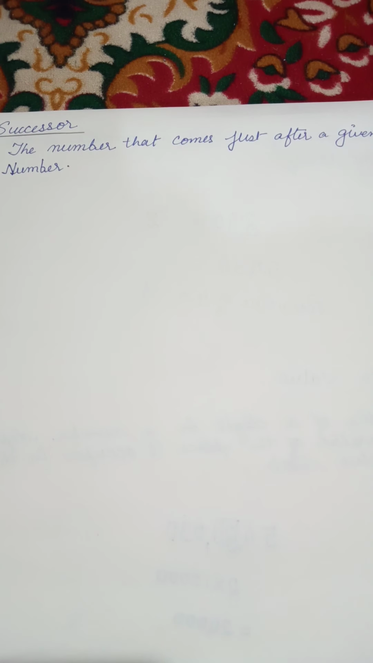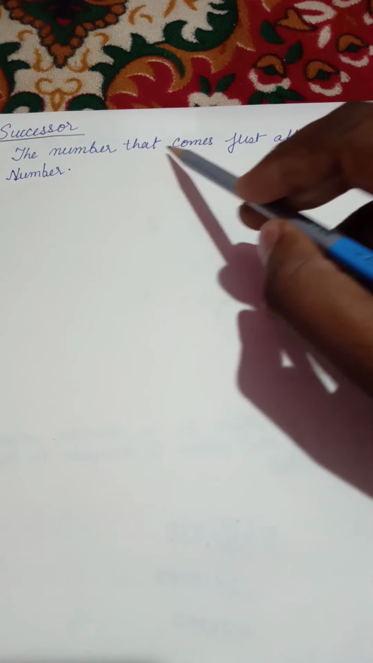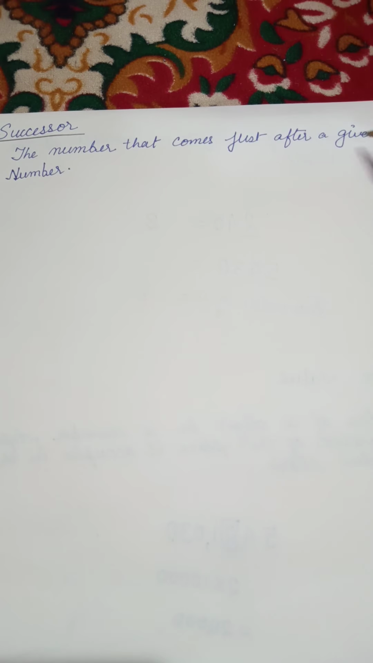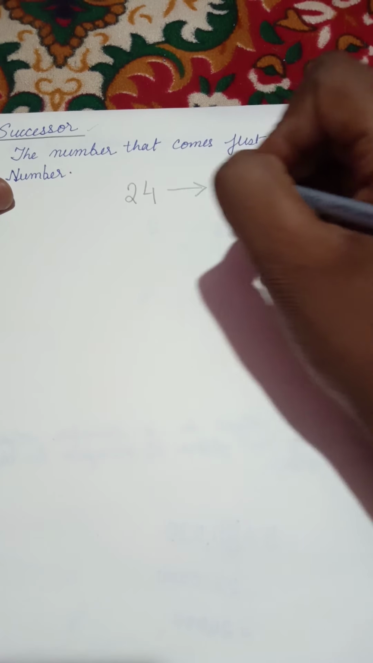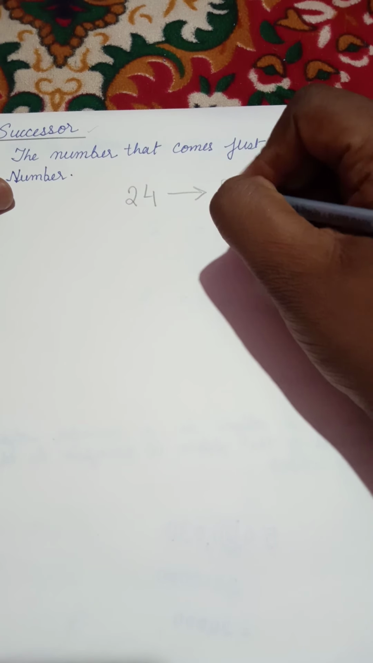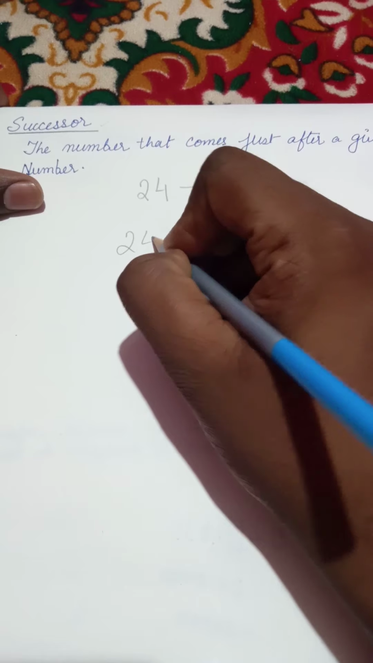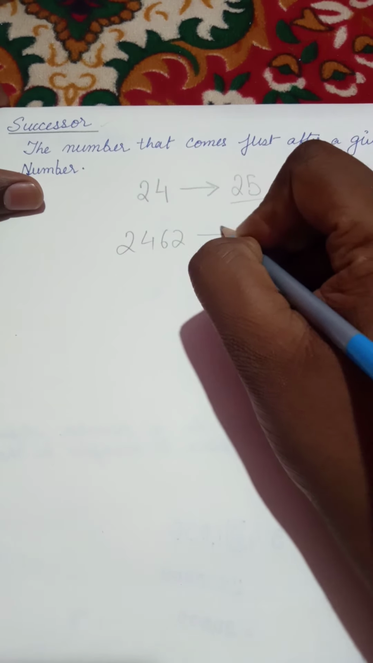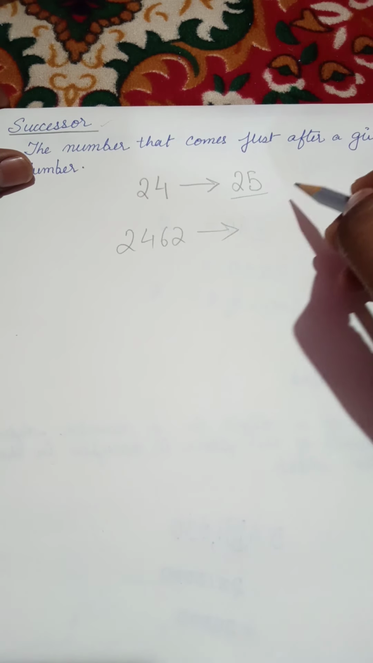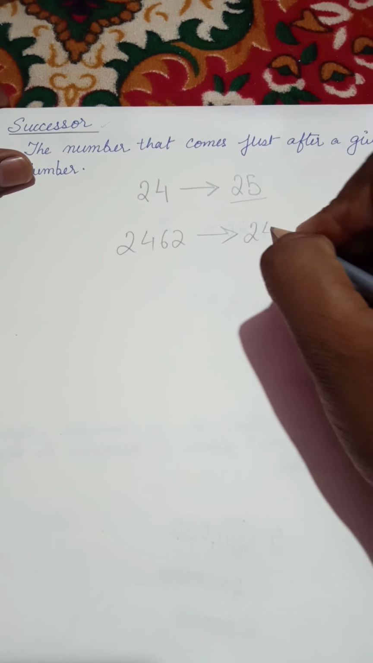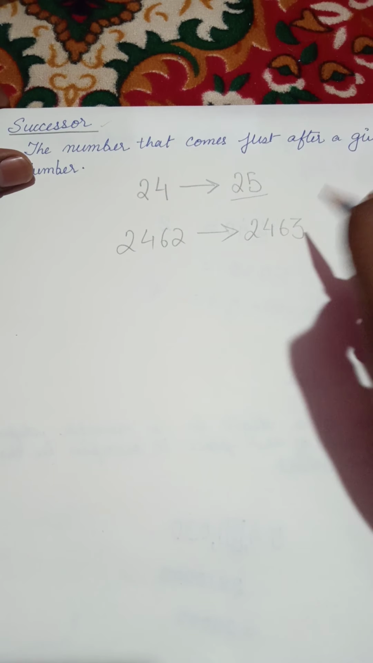Now we will see what a successor is. The number that comes just after a given number is called a successor. For example, 24. What is the successor of 24? Just after 24 comes 25. So 25 is the successor. Let's take another example, 2462. What is the successor after that? The successor becomes 2463.